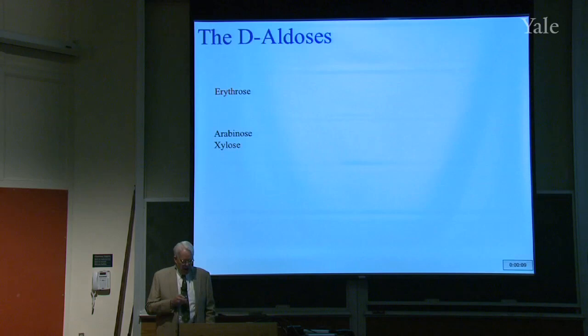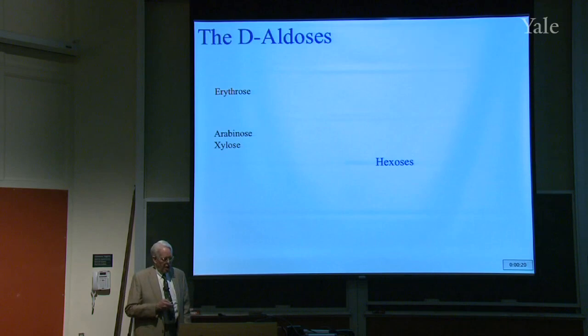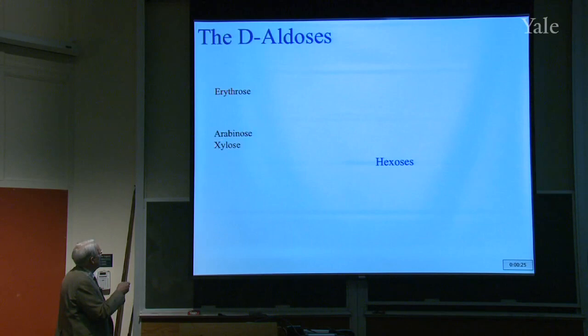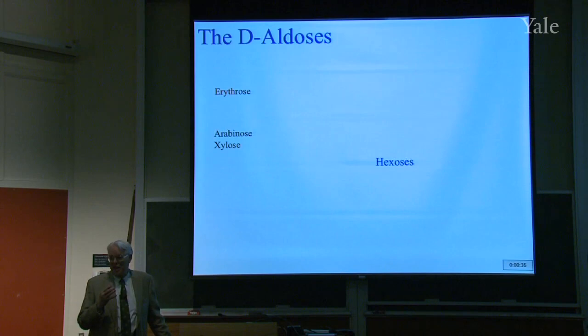Okay, now, so he was interested in identifying the structures of these things. So let's try to be systematic about seeing what the configurations could be of different sugars. Okay, let's look at the hexoses. We already have erythrose, arabinose, and xylose. Arabinose came from gum arabic. Xylose came from wood. Erythrose comes from a lichen. Erythros means red in Greek, so erythrose was named because it came from this red plant.